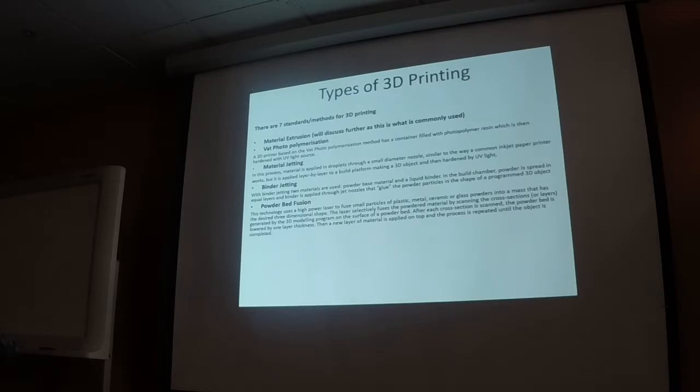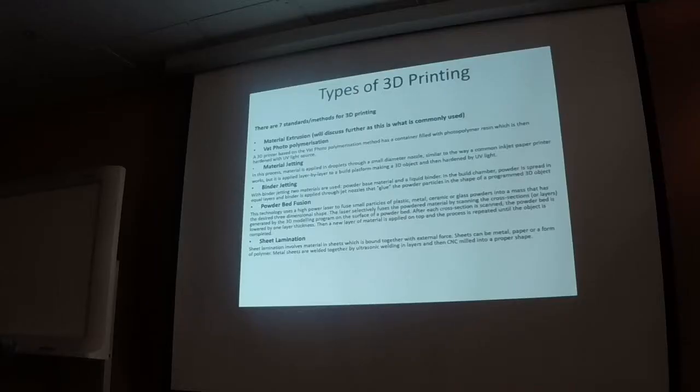Then there's powder bed fusion. This is becoming popular with steel fabrication and things like that for 3D. It uses a high power laser to fuse small particles of plastic, metal, ceramic or glass powders into a mass that has the desired three-dimensional shape. The laser selectively fuses the powder material by scanning the cross-sectional layers generated by the 3D modelling program on the surface of a powder bed. After each cross-section is scanned, the powder bed is lowered by one layer thickness, then a new layer of material is applied on top. The benefit with this is objects don't need support because the powder itself gives support.